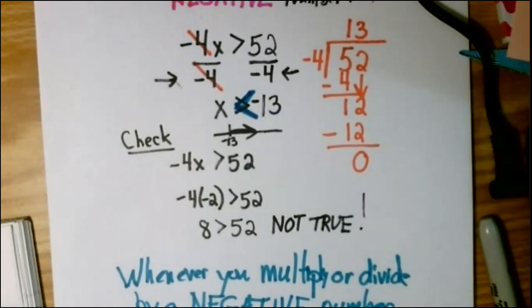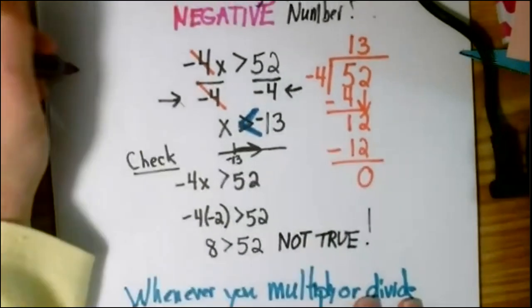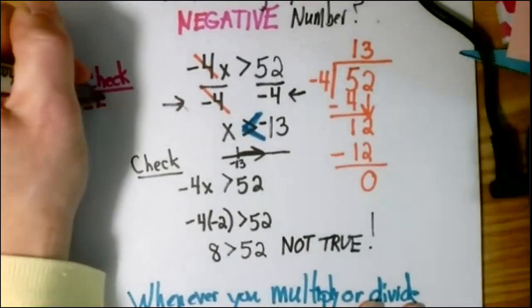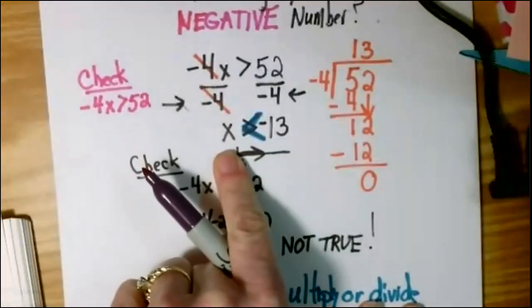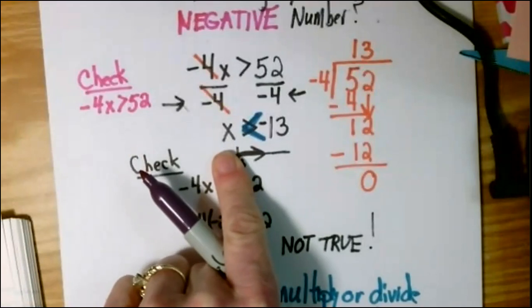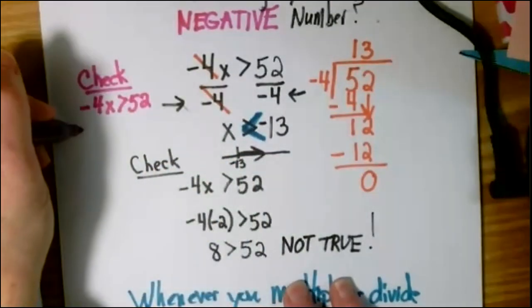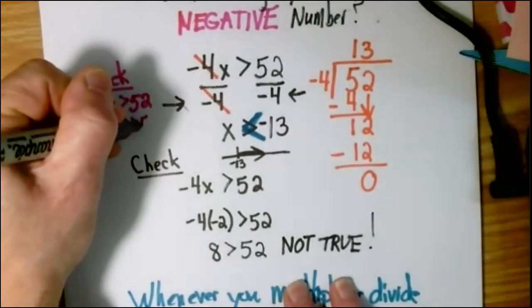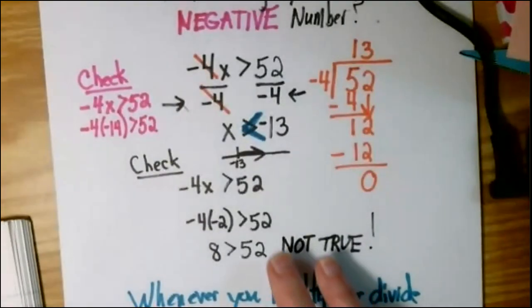So now I'll check that. Negative 4x is greater than 52. Now I'm going to plug in a number that is less than negative 13, a number farther from 0. Let's just try negative 14. So we have negative 4 times negative 14 is greater than 52. Let's see if that works out. What is negative 4 times negative 14?